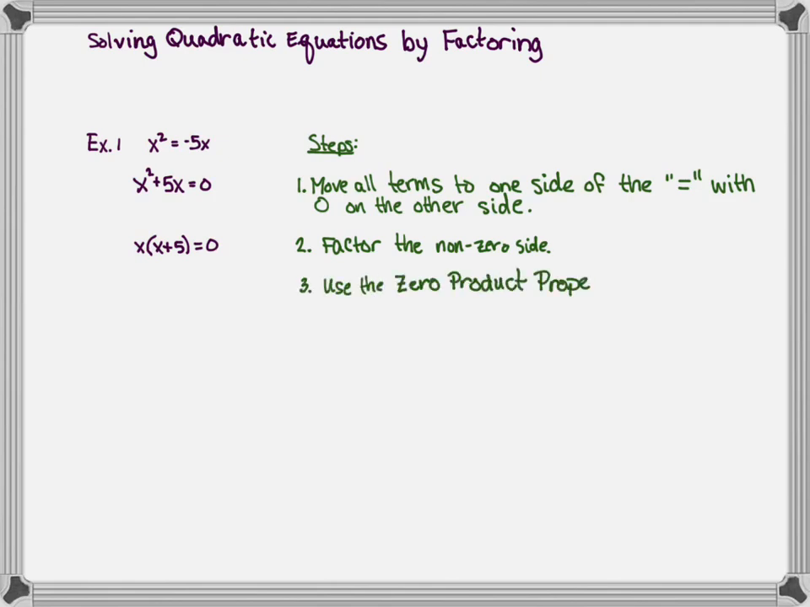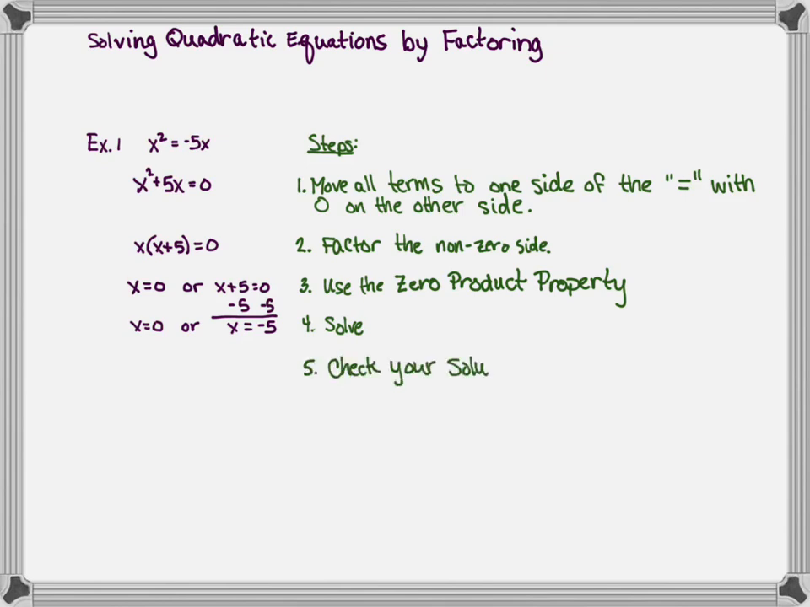And then we will use the zero product property. So I will set each factor equal to 0. So x equals 0, or x plus 5 equals 0. And now we'll solve those, get the variables by themselves. And so my first one, we already have x by itself, so x equals 0. And the second one, we will subtract 5 from both sides, and we get x equals negative 5.